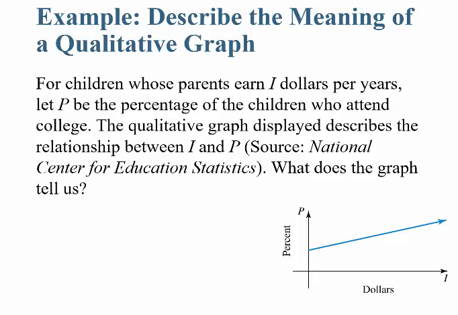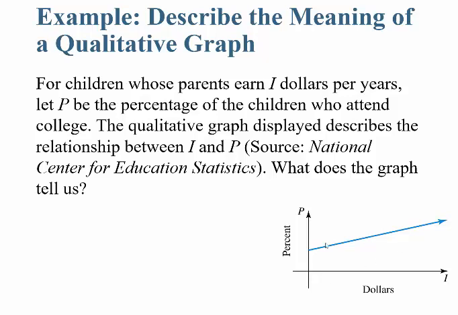What that means is, okay, if a family makes $50,000 a year, imagine all the families in the country who make exactly $50,000 a year. What percentage P of those children will attend college? Is it like 50%, 60%? I'm not exactly sure. All right, so the qualitative graph that we see below describes the relationship that I think there is between income and the percentage of children who attend college.